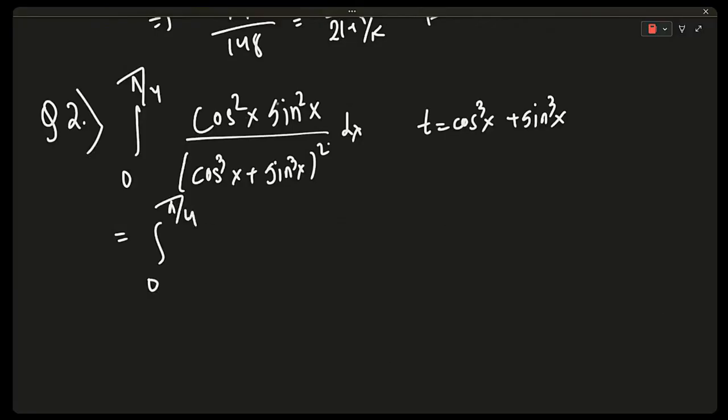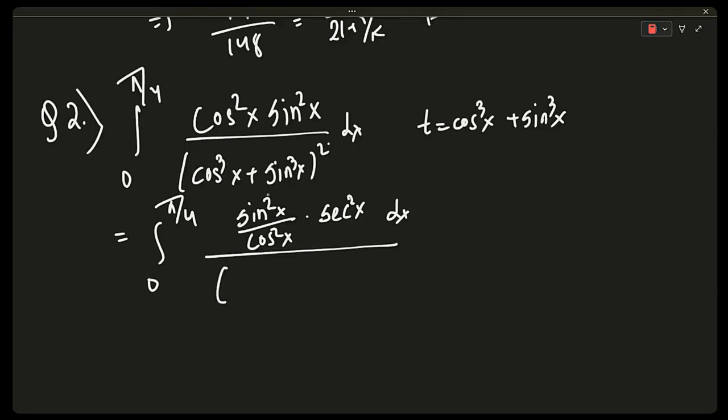Now, in the numerator, when we divide by cos to the power 6, this becomes sin square x, and one cos square x gets cancelled. Now we have another cos square x with the sin square x, and again another 1 by cos square x, which is nothing but sec square x.